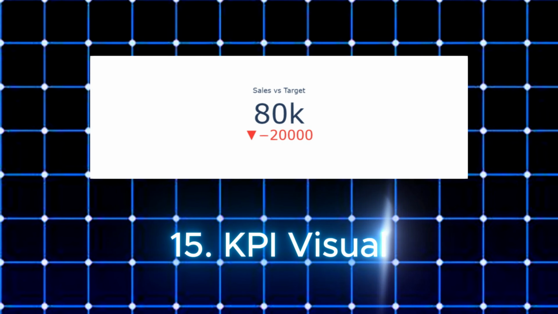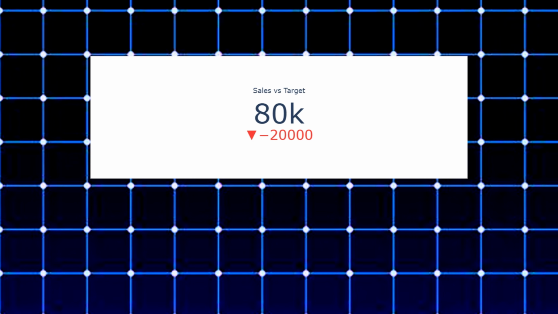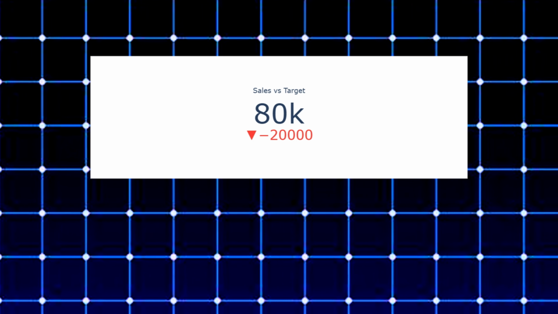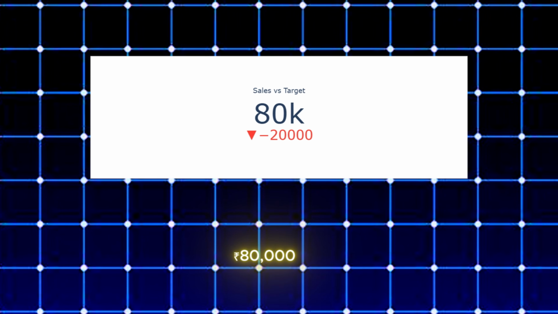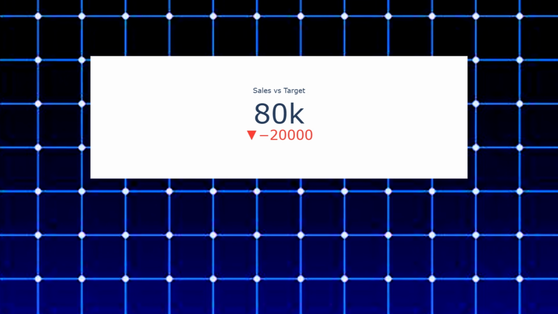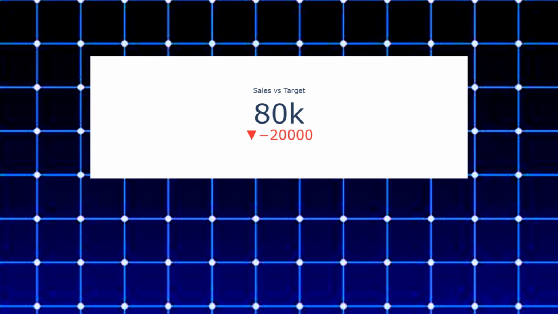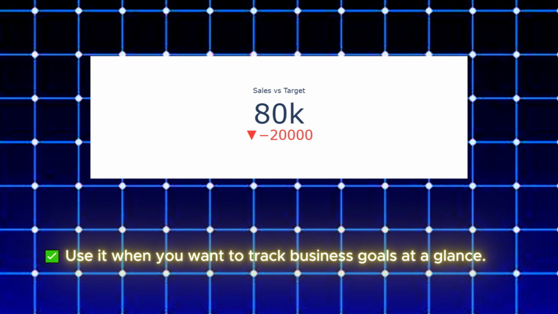Number 15, KPI visuals. KPI visuals take card visuals one step further. They not only show a number but also compare it against a target. Example, sales this month is 80,000 rupees versus target 1 lakh rupees. The KPI shows actual value, target and an indicator arrow for progress. Don't use it for detailed analysis. Use it when you want to track business goals at a glance.